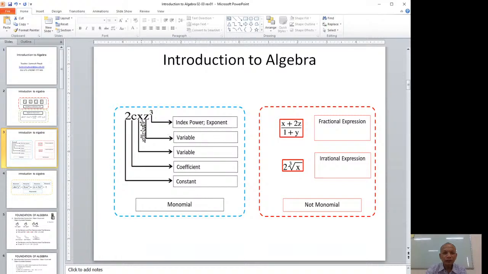Okay, so I show you here. This is a monomial, one block of expression without plus or minus. We have the names here: index power on the top, exponent, and variable, coefficient. A constant is a number, a coefficient is a letter to represent some number. This is a monomial.